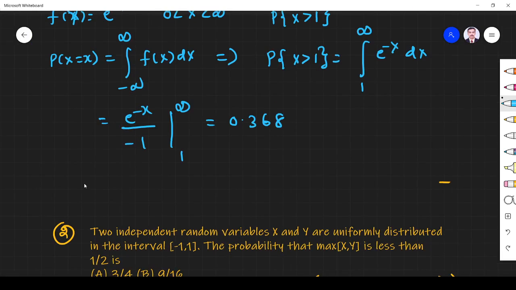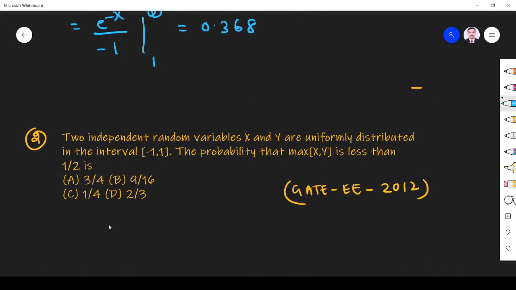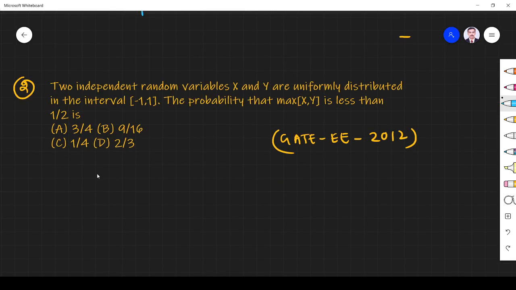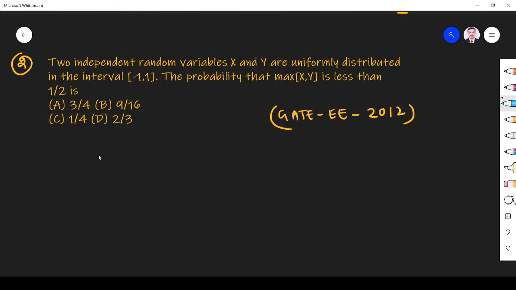Okay, next one. Two independent random variables x and y are uniformly distributed in the interval -1 to +1. The probability that maximum of x, y is less than half, that is the question. It's a beautiful question. Let us see. It's a uniformly distributed random variable.